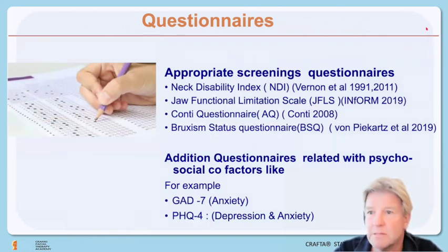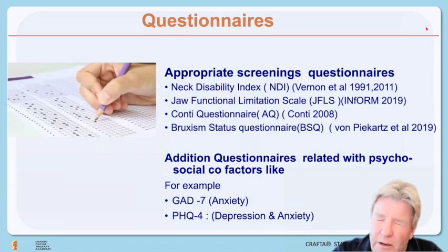The questionnaires we advise and use: the Neck Disability Index, because is there nociception coming from the orofacial region that can also be projected on the neck? I want to discuss that later. The Jaw Functional Limitation Scale, which you can download in different languages on the INfORM DC/TMD questionnaire website.